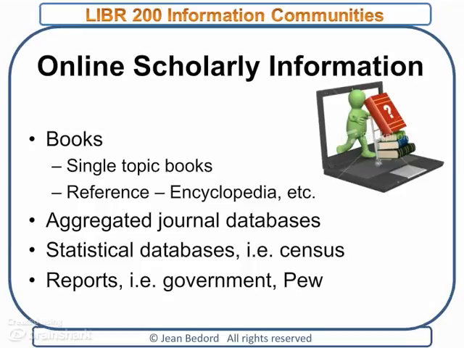Statistical databases are another type of information that is more useful in the online environment. The tools for slicing and dicing and analysis are vastly superior to manual methods. The last category of scholarly information are reports, which are much more visible online. This type of information was not included in library catalogs, so it is hard to locate.